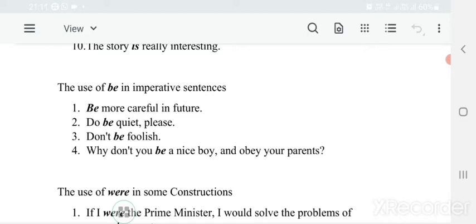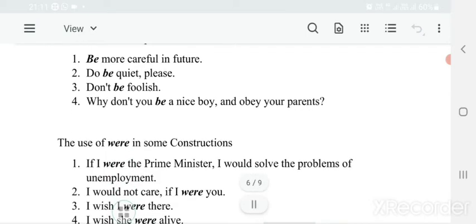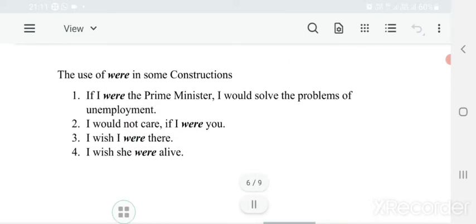Then again, don't be quiet please. Now this is a request. So this imperative sentence is a sentence of request. Do be quiet please. Don't be foolish. Why don't you be a nice boy and obey your parents? So all these sentences are made with the use of be.